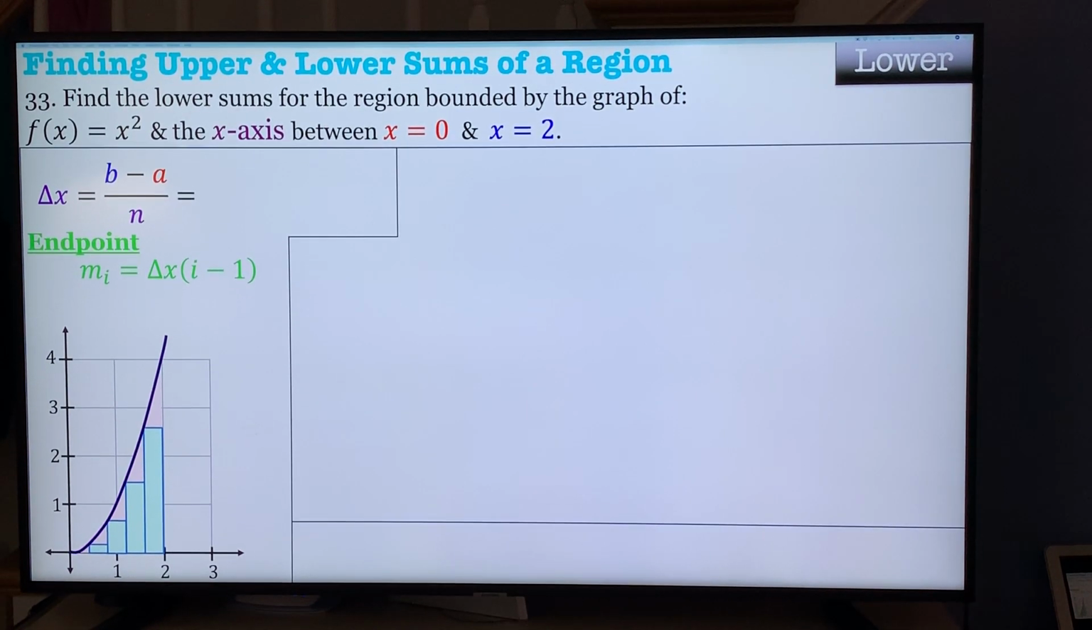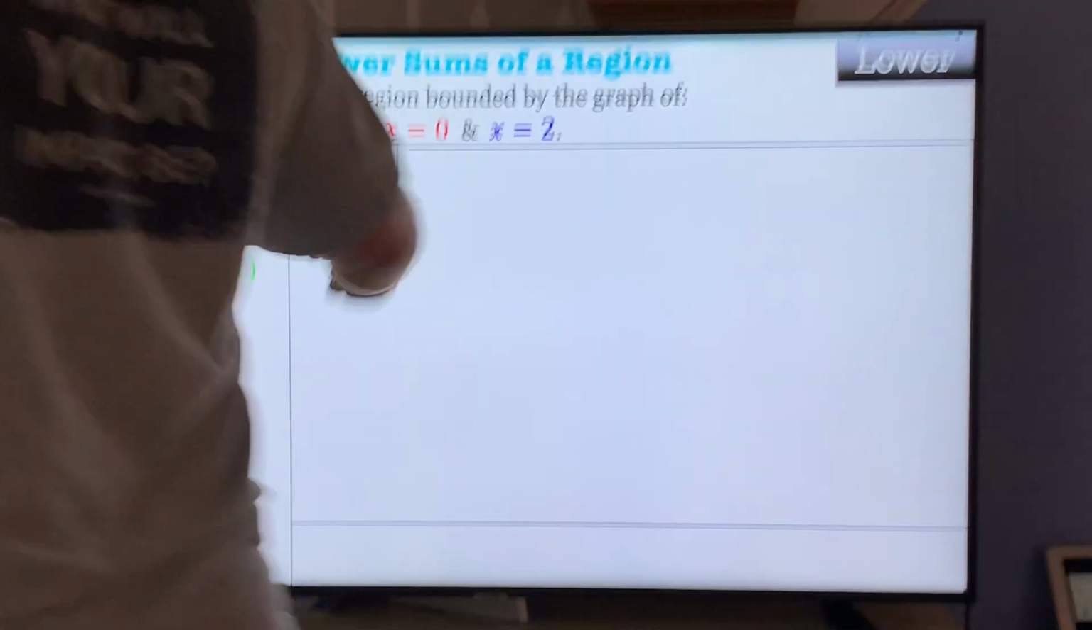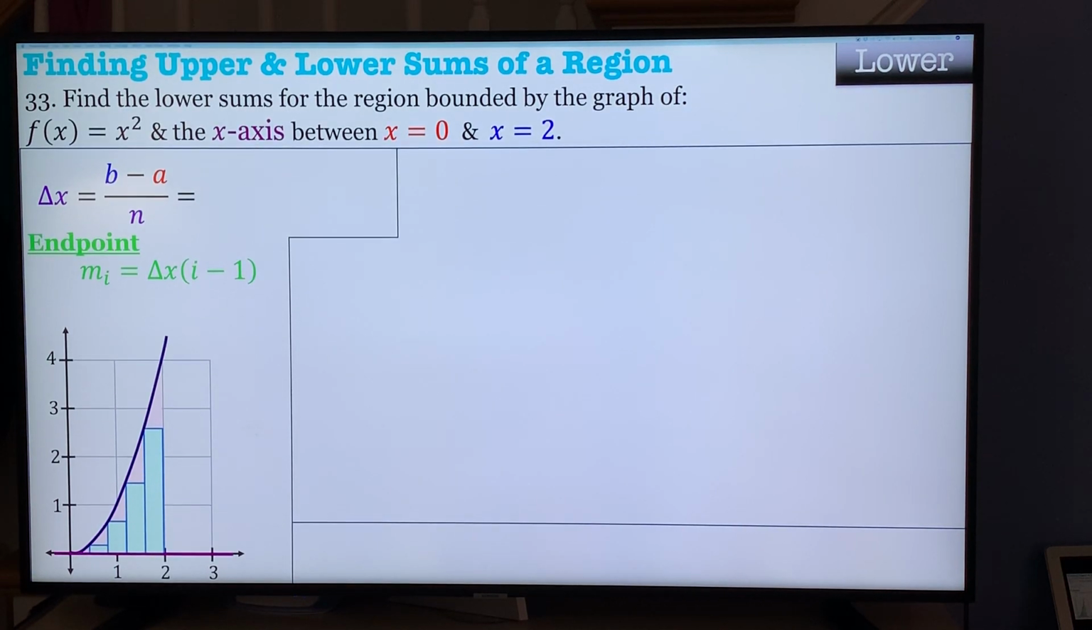Alright, you should find delta x to be b minus a, 2 minus 0, over n subintervals. So where are we at? You have x as the lower limit sum, the graph is the upper limit sum. You're going from 0 to 2, right? I know I'm not on the screen, but close enough. So, 2 minus 0 over n.